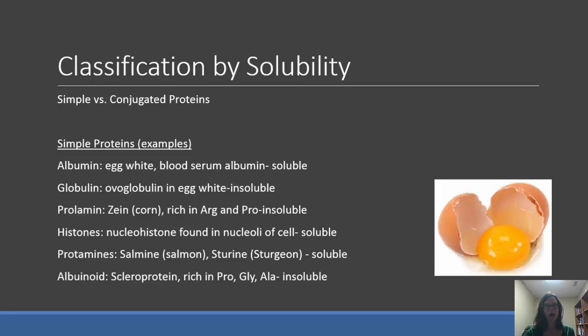And we have some examples here. We have the albumin and globulin that we find in egg whites and in our blood. We have prolamine, which is found in corn. Histones, which are found in our nucleoli and important for DNA synthesis. We have protamines and albuminoids. And these are just some examples of simple proteins, which are molecules made up of amino acids only.